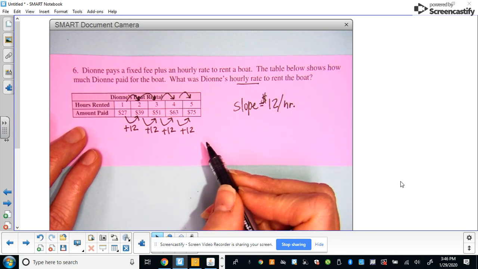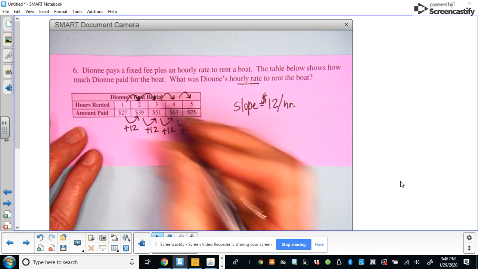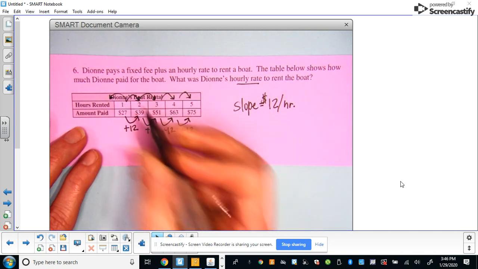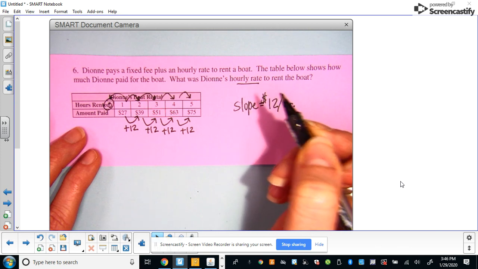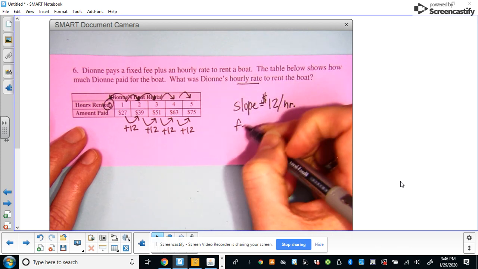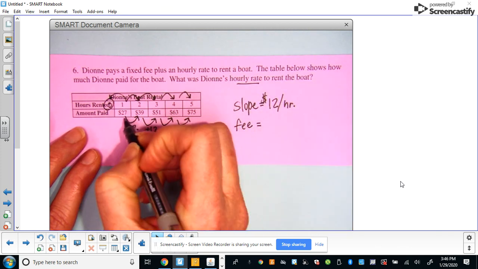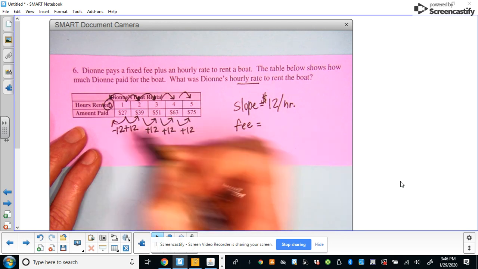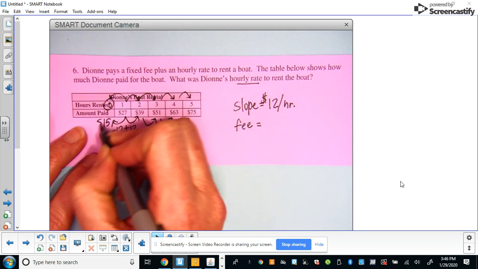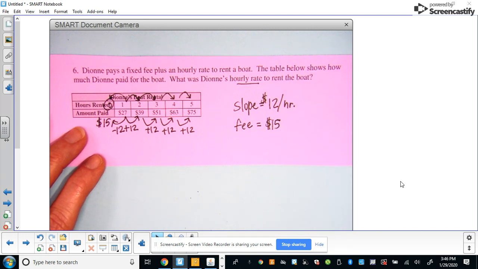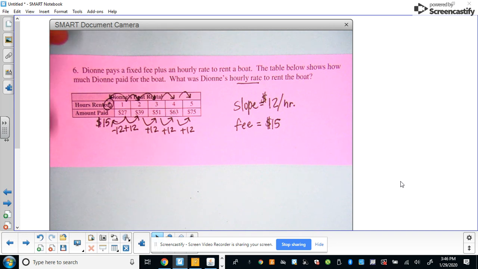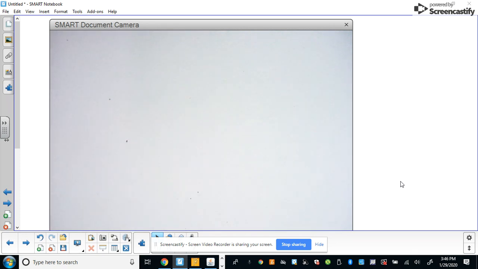Now, if we wanted to find out what the initial fee was, we need to go backwards and find what she started with when x equaled 0. No hours, just the initial fee. We could go backwards and subtract 12, and we would end up with $15. This means you could rent a boat for $15 plus $12 for every hour that you rode the boat.